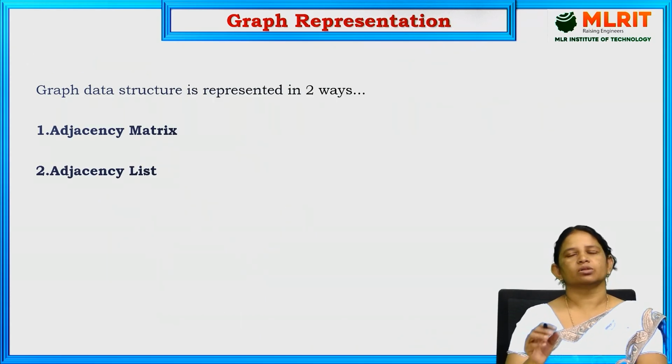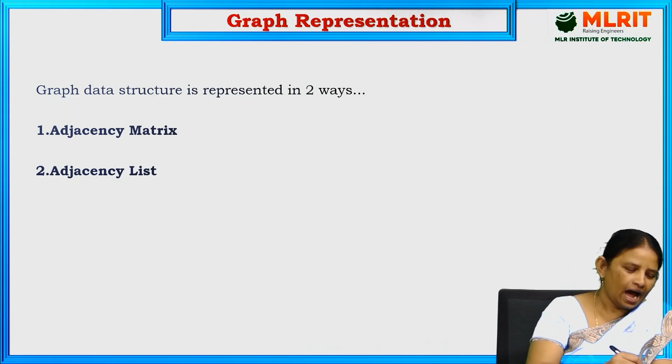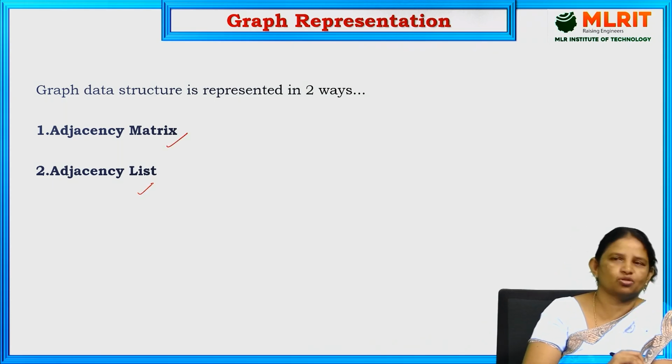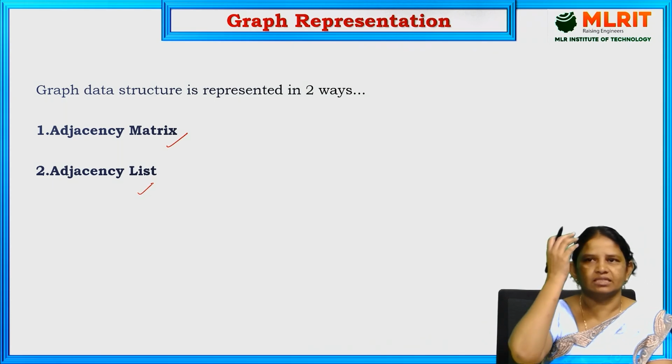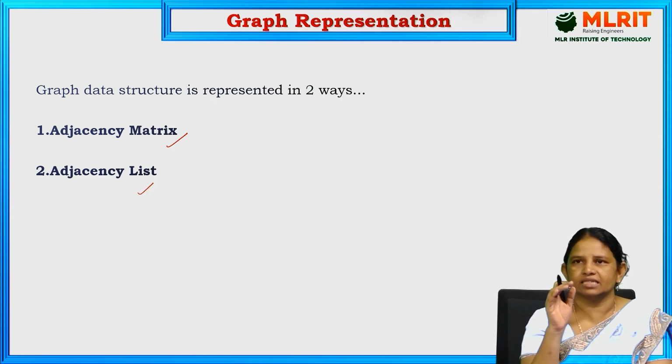Next, there are two representations for a graph. One is called an adjacency matrix. The second one is called an adjacency list.